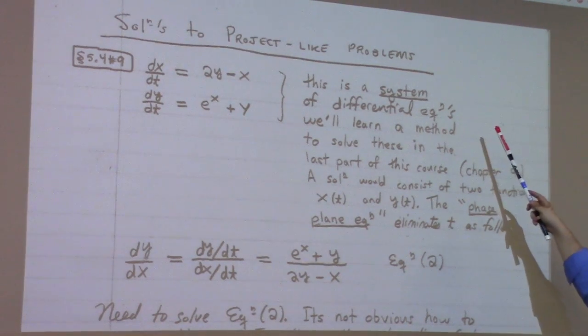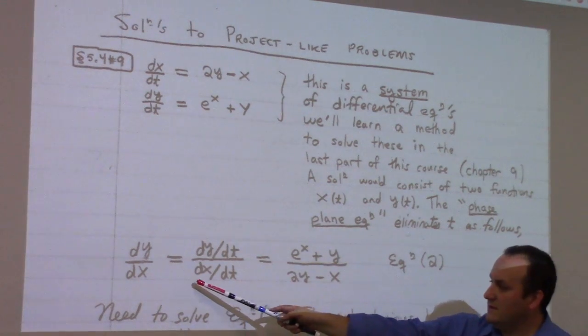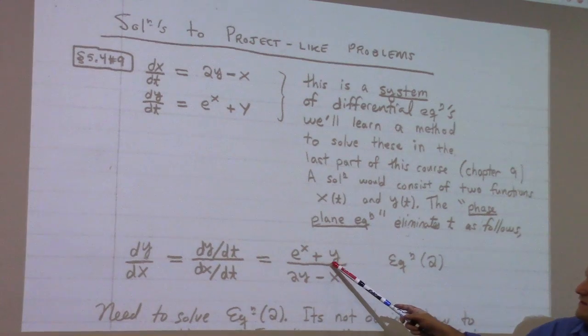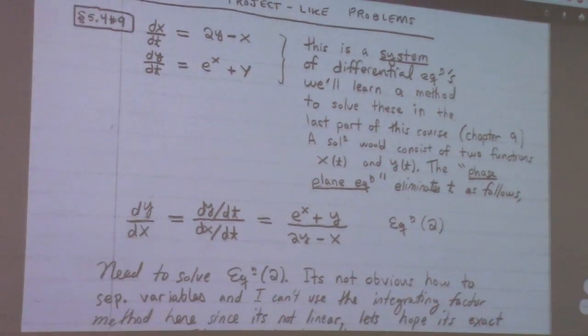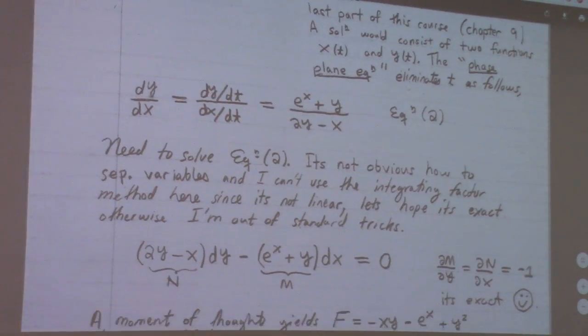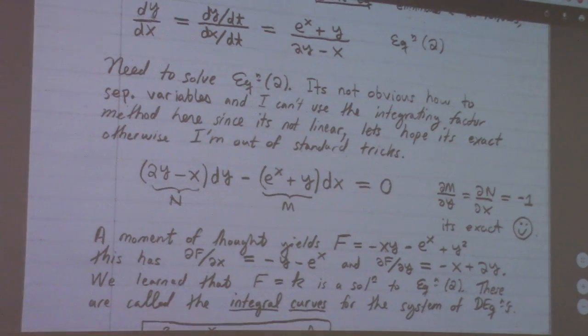Anyway, this is an autonomous system. You can analyze it in part by finding the phase plane equation. So that's here, e to the x plus y divided by 2y minus x. Can you solve that? Sometimes you can solve it directly using like week 1 or 2 methods, separation of variables and all that, right? So can I do that here? Oh man, it's not obvious how to separate variables. I can't use the integrating factor.